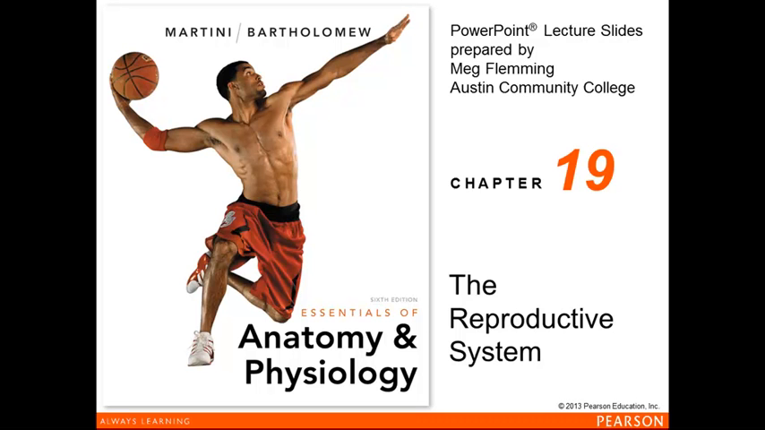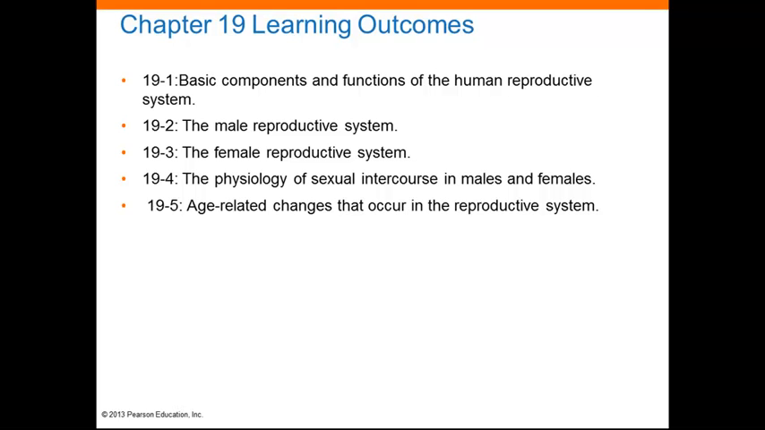Chapter 19 looks at the reproductive system. So much of this semester we've discussed the human body as an individual identity, but in this chapter we'll discuss the final body system, the reproductive system, and its purpose of propagating the human species.